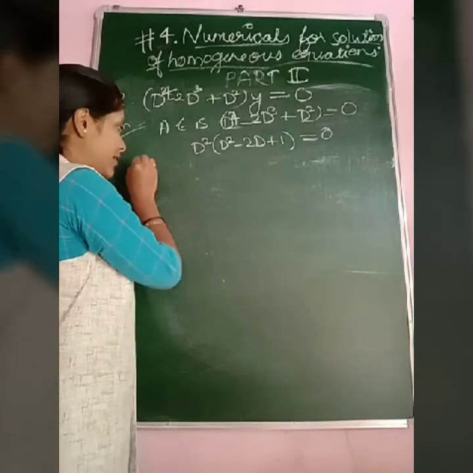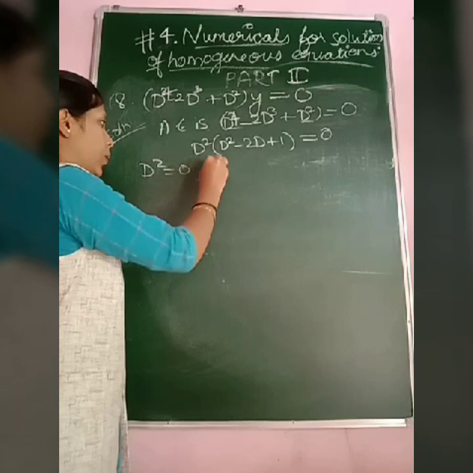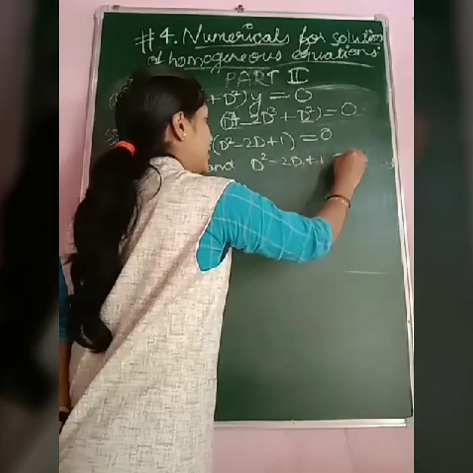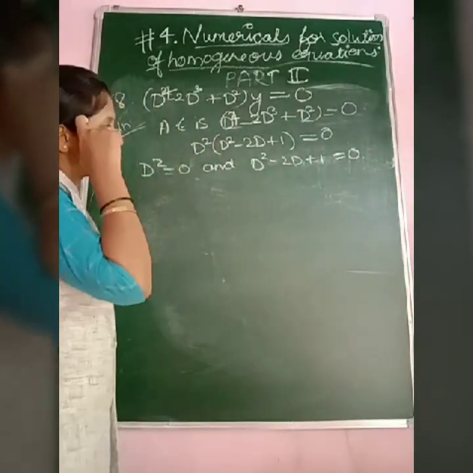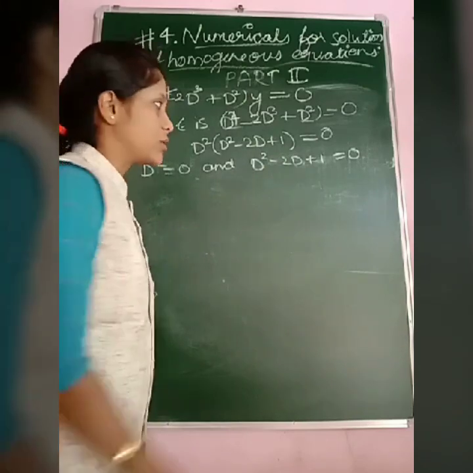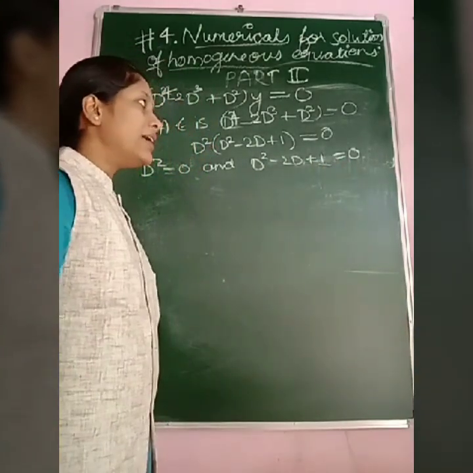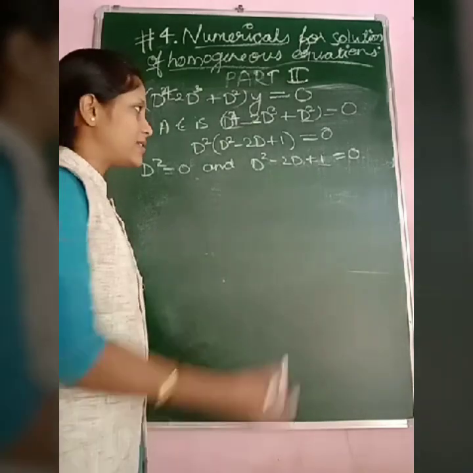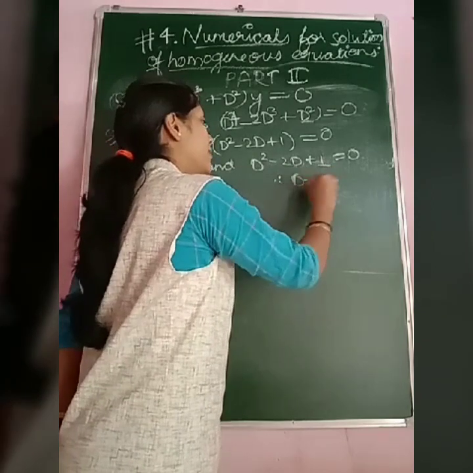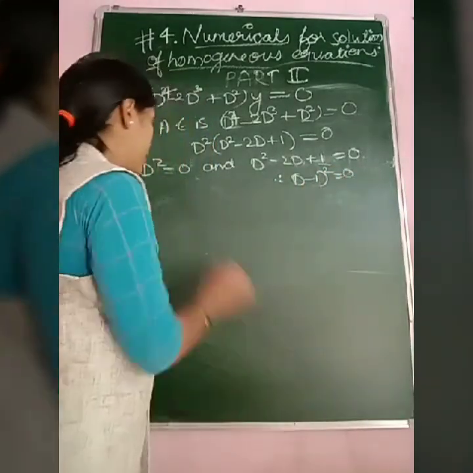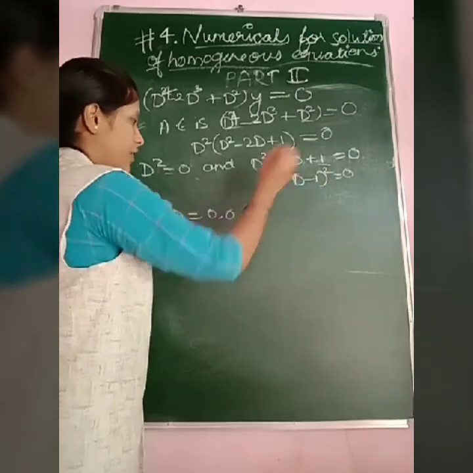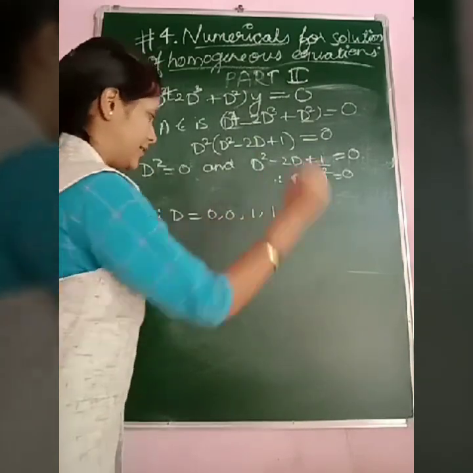So again, what is the meaning? D^2 = 0 and D^2 - 2D + 1 = 0. Looking at this, what do we understand? It is nothing but (a - b) whole square, where this is 1 square and the middle term is -2ab, that is -2D. Therefore, (D - 1)^2 = 0. Therefore, D = 0, 0 from this, and 1, 1 from this.